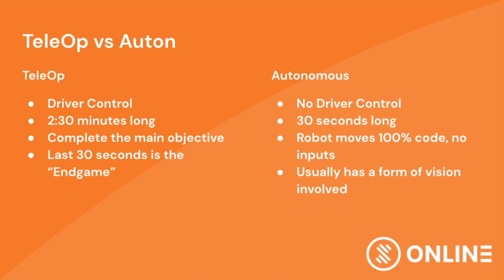In autonomous, there's no driver control, so there's no input that the drivers could possibly give to the robot. It all has to do everything on its own. It is 30 seconds long. The robot moves with 100% code with no inputs from any players, only what it has, and usually for the past few years, there's always been a form of vision involved with it.